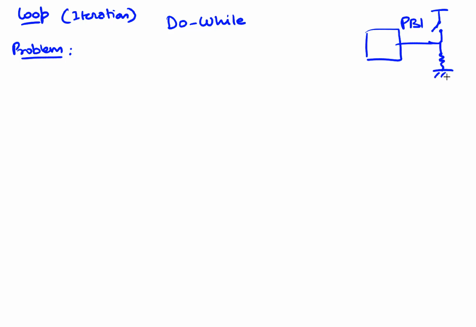Now I want you to write code for me that waits until the switch is released. Wait for PB1 to be released. That's what I want. Can you do that? Let's see how we can do it.